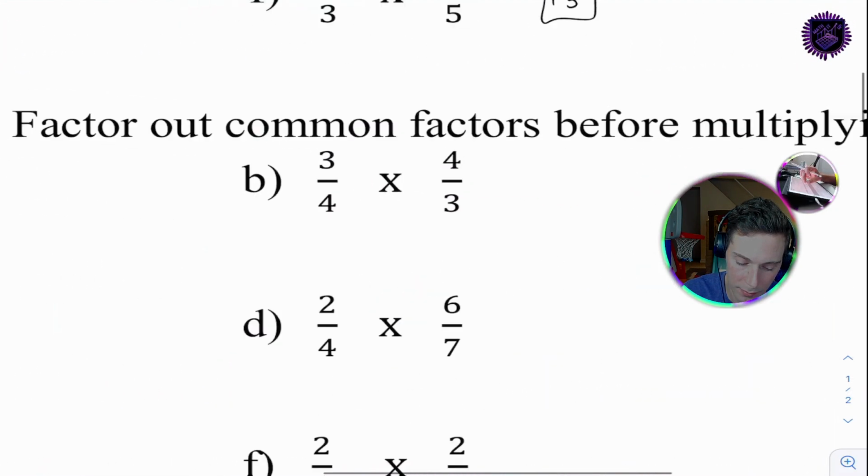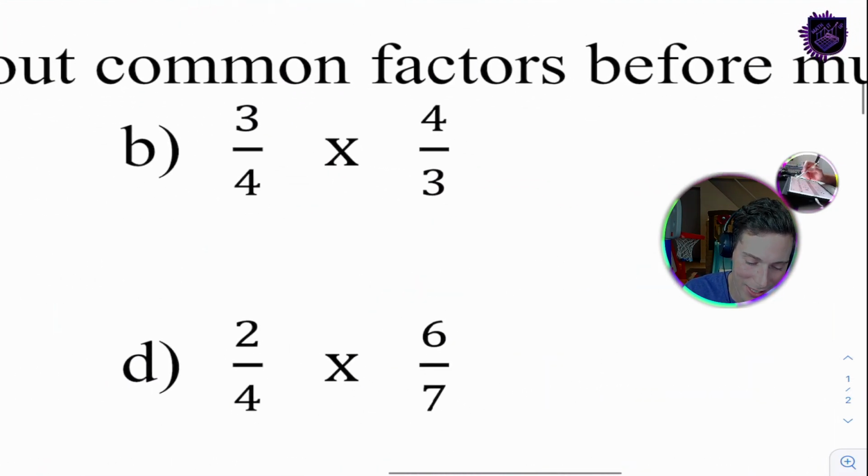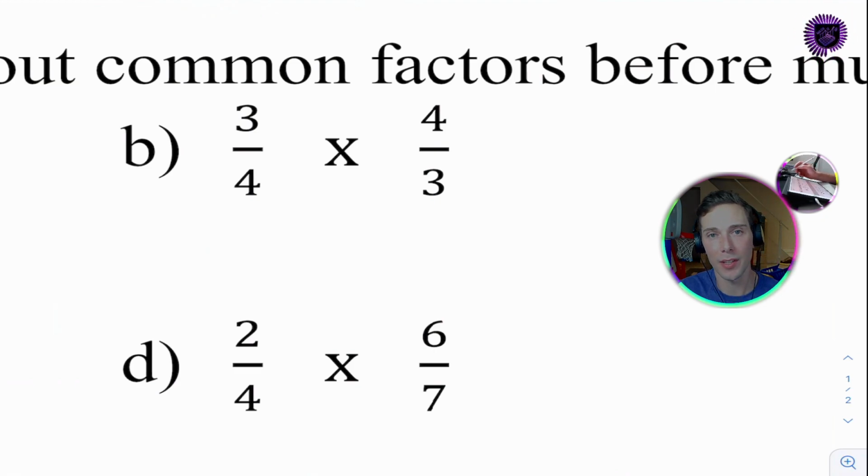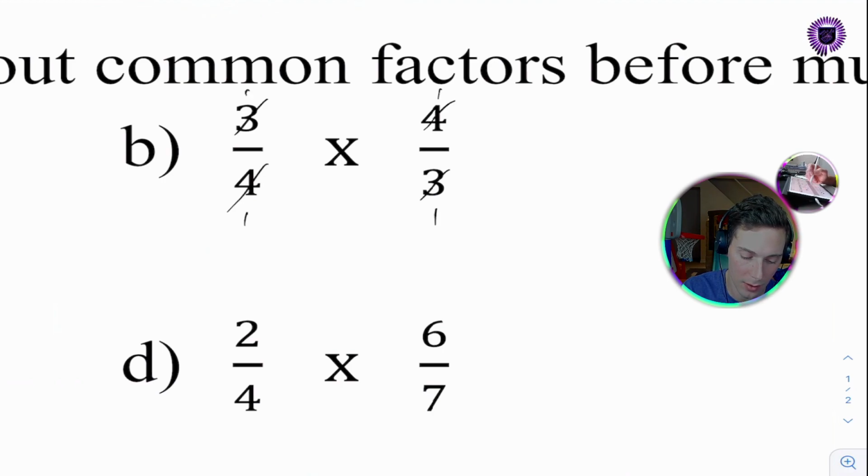2B. Funny, it's the same one, but different numbers, of course. The same thing is happening, though. We're going to cancel, cancel, cancel, cancel. And they are going to become 1/1, which is equal to 1 whole. There's our answer.